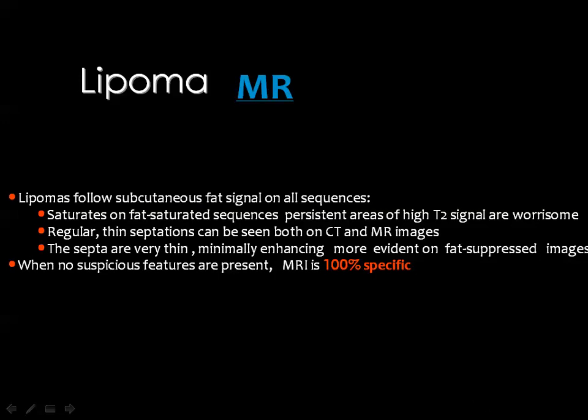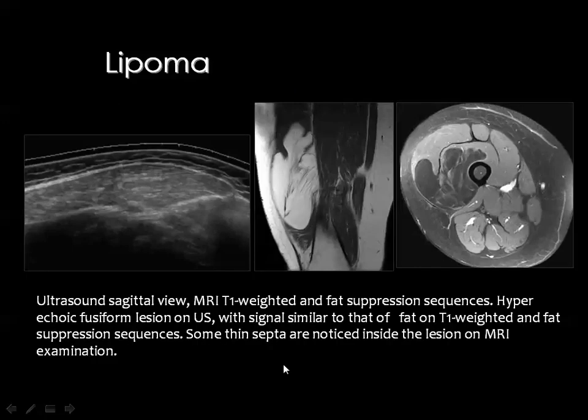Then in MRI, lipomas have a characteristic high signal in the T1 and also in the T2 weighted images, with suppression of the signal in the fat suppressed sequences. And in this sequence, you can see the septations within the lipoma better in the fat suppressed images. And when there are no suspicious features like the presence of calcium or a significant soft tissue component, MRI is 100% specific for the diagnosis of lipoma.